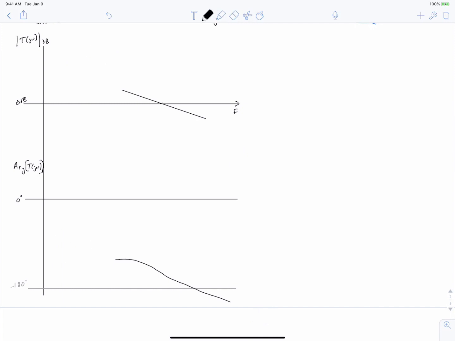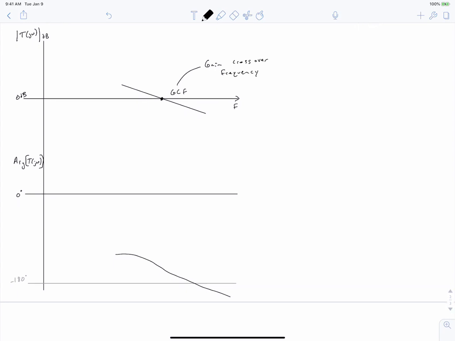And we're going to define the point that T of j omega equals 0 decibels as GCF, which is gain crossover frequency. And we're going to define the point that our phase angle equals negative 180 degrees as PIF, or our phase inversion frequency.